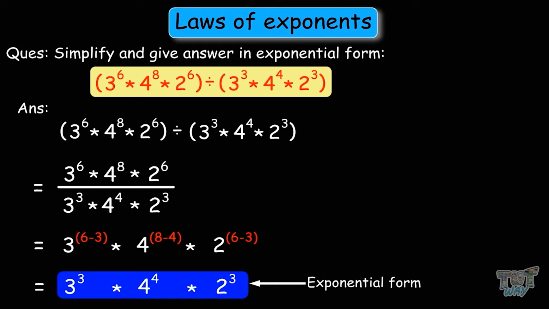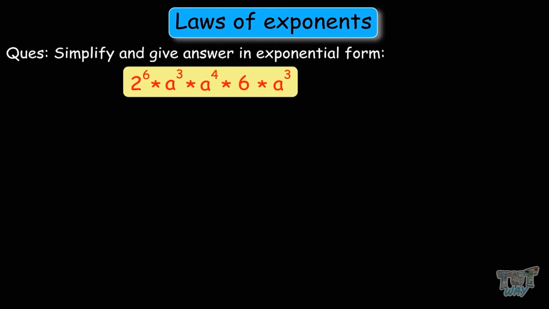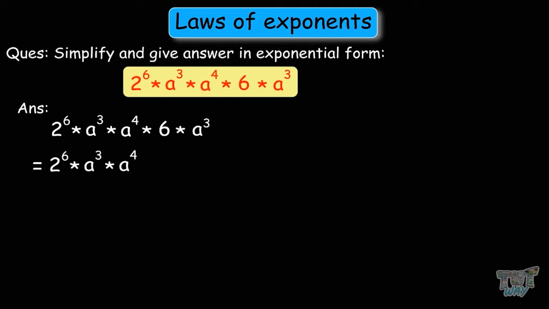Now here we have our next question. We have to multiply 2 to the power of 6 by a to the power of 3 times a to the power of 4 times 6 times a to the power of 3. First of all, in such an equation, you have to rearrange the expression in such a way that you have the powers with the same bases together. So we will first arrange the expression as such. We will write it as 2 to the power of 6 times a to the power of 3 times a to the power of 4 times a to the power of 3 times 6.